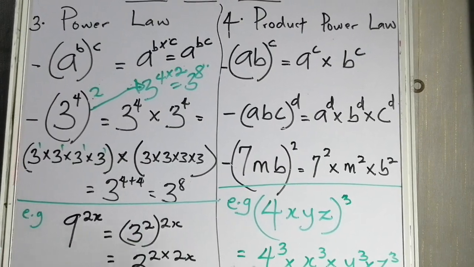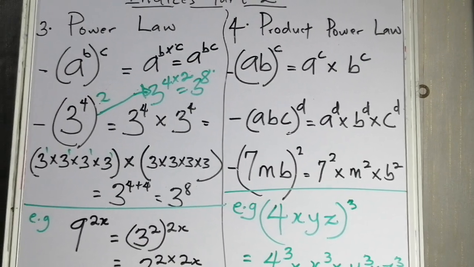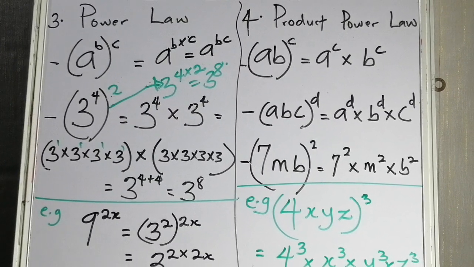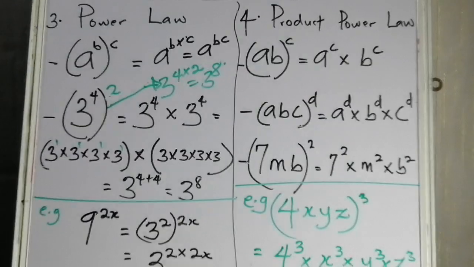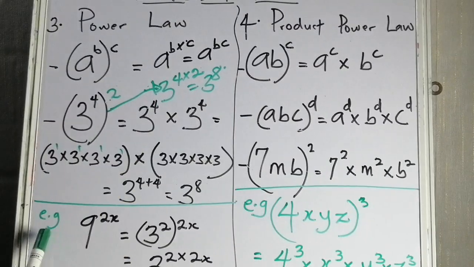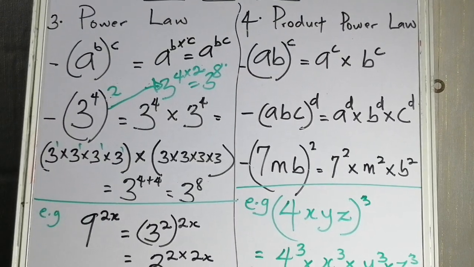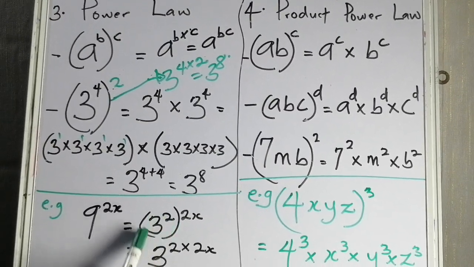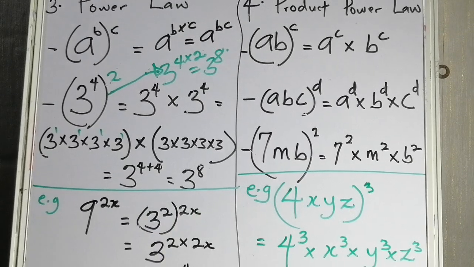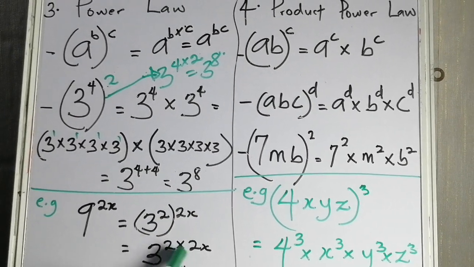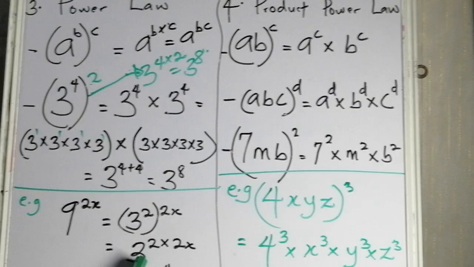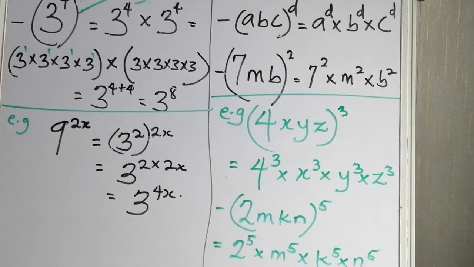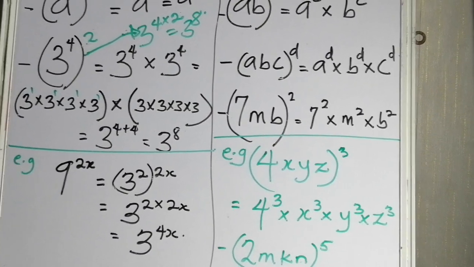Now, if you look at the examples I have here, some of the questions that I've shared under multiplication and division law, you will see something like this. Very simple. Let's assume for this power law, the example, you have 9 raised to power 2x. 3 times 3 will still give you 9, so it's the same as saying 3 raised to power 2, all raised to power 2x. Don't forget, power law, multiply the powers, which is 2 times 2x, the same thing as 3 raised to power 4x. It's as simple as that.